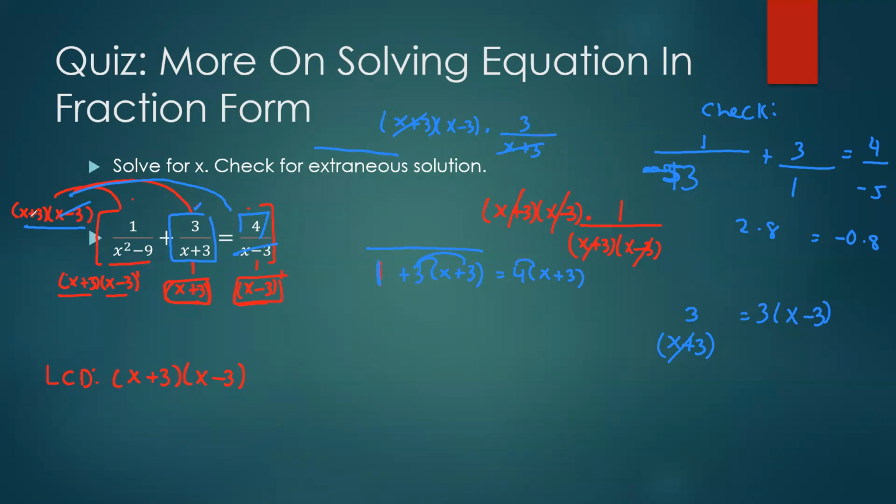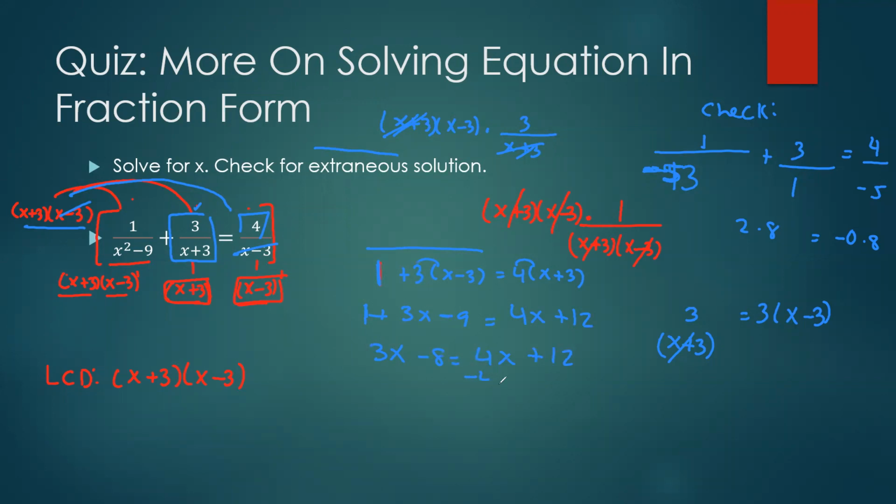On the second part, if you multiply x plus 3, x minus 3 by the second term, 3 over x plus 3, the x plus 3 cancels, not the x minus 3. So you're left with 3 times x minus 3. And then on the right, x minus 3, this is right. Now we've got to FOIL it out. So this is 3x minus 9 plus 1. This is 4x plus 12. You get 3x, and then 1 minus 9 is negative 8. And then you have 4x plus 12.